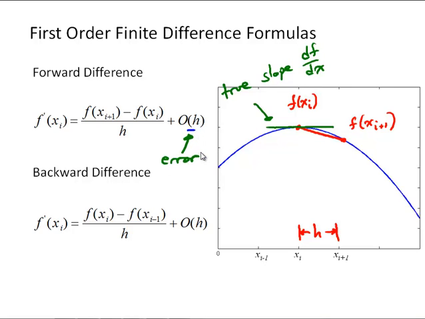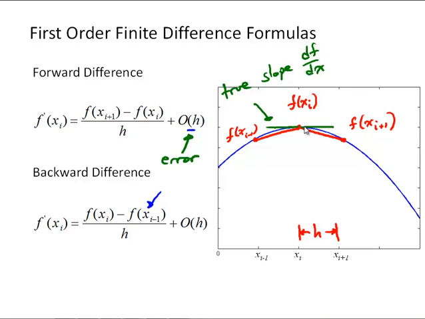We can develop a backward difference formula just by going backwards with the Taylor series and get a difference formula that looks at f of x i minus 1. And so that would look over here, we take f of x i minus 1 and approximate that derivative with that, sorry, with that secant line.